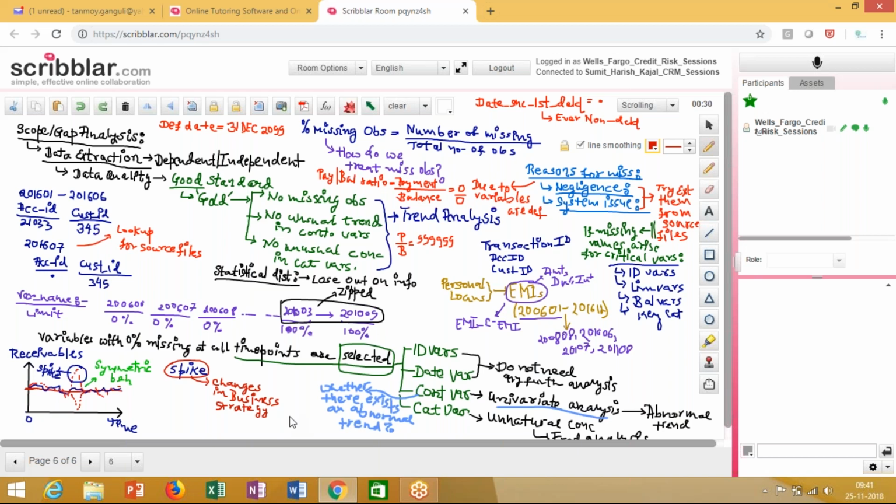So therefore, the entire idea is that anything which has a structural impact on the overall behavior of the portfolio is something which creates a spike in the long run behavior of a financial variable, right? Clear up to this one? Any questions up to this?